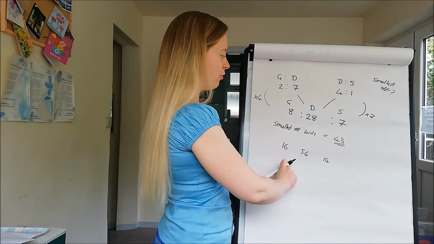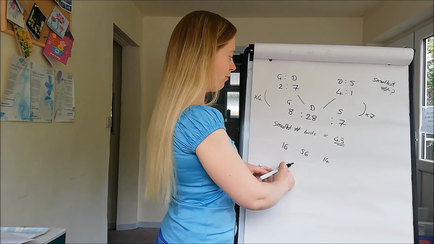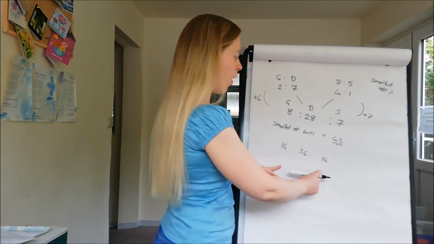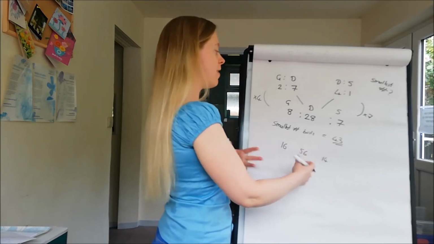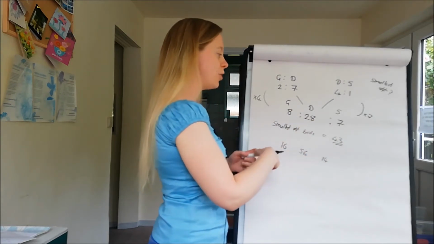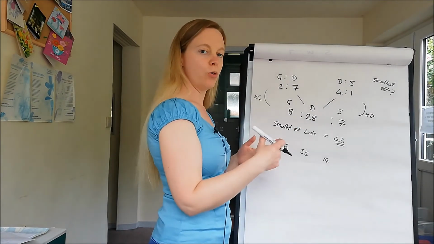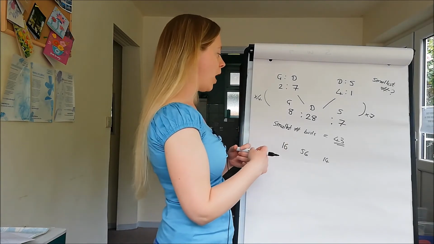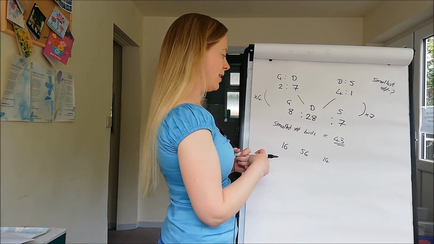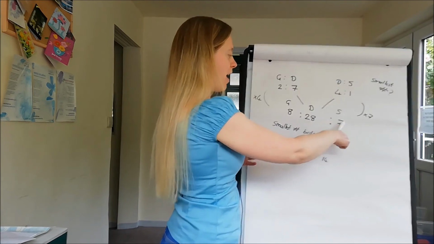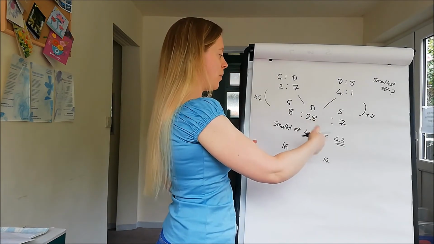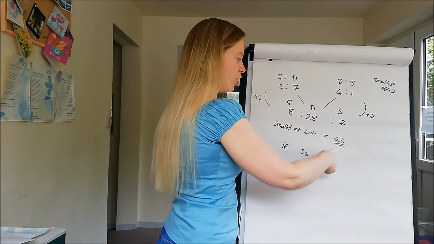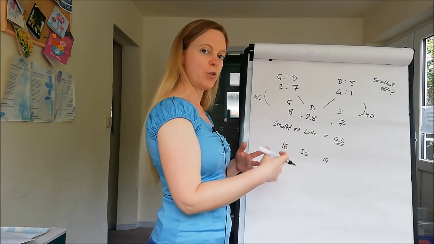I could times each of them by 3 to give me 24 geese, whatever 28 threes is for ducks, and 21 swans, and they'd still be in the ratio 8 to 28 to 7. But you can only have whole numbers of birds. You can't have half a swan on a pond or half a goose on a pond. And so the smallest number of birds that will satisfy that ratio is when we have 8 geese, 28 ducks and 7 swans, which gives us a total of 43 birds overall.